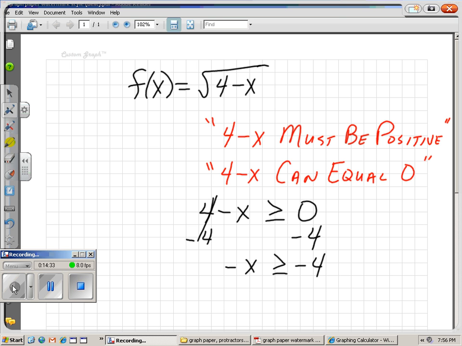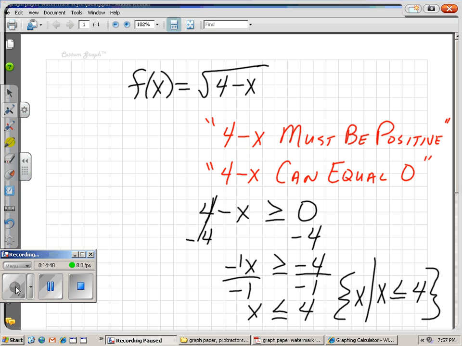Now one last thing I want to show you is that when we get down here to negative x is greater than or equal to negative 4, I need to divide off that negative. And when you divide off that negative, it flips your sign. So x is less than or equal to positive 4. So our domain is any x as long as x is less than or equal to 4.